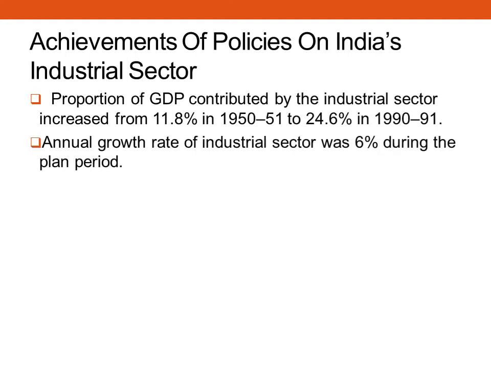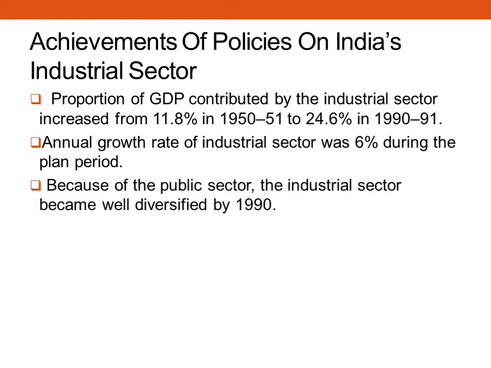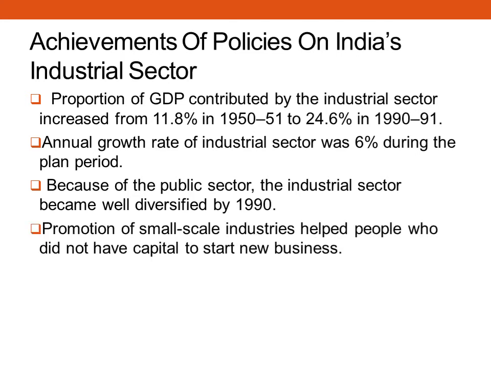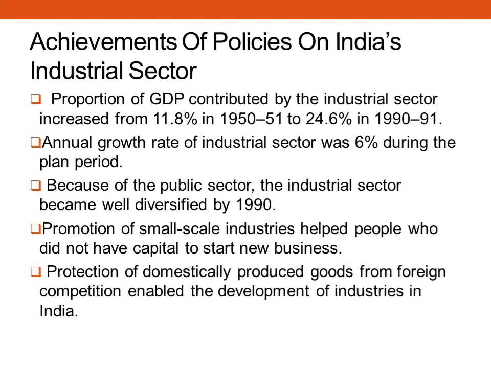Then the annual growth rate has increased. Then, because of the public sector, the industrial sector became well diversified by 1990. In this industrial sector, more importance was given to the public sector, and due to that the industrial sector became well diversified. Then the promotion of small scale industries helped people who do not have capital to start new business. Then protection of domestically produced goods from foreign competition enabled the development of industries in India.